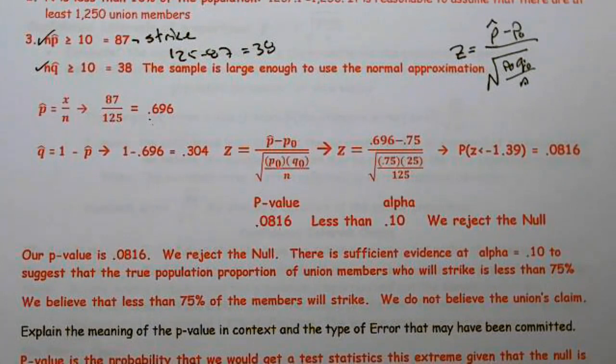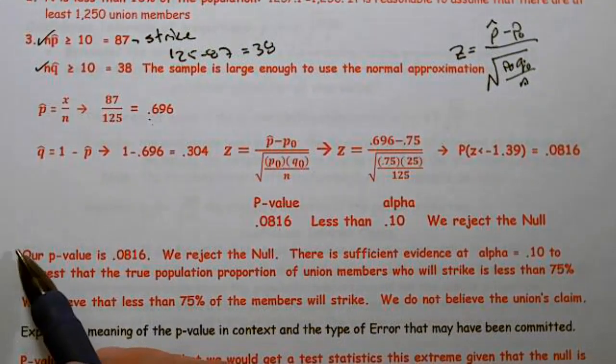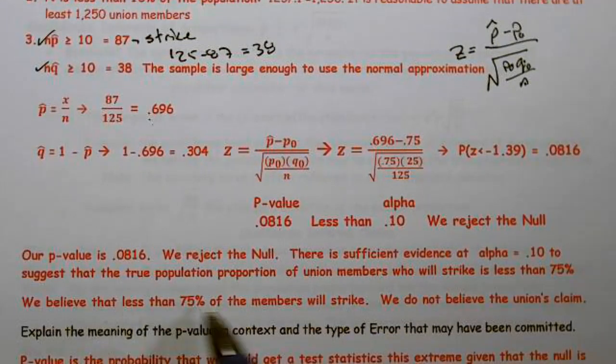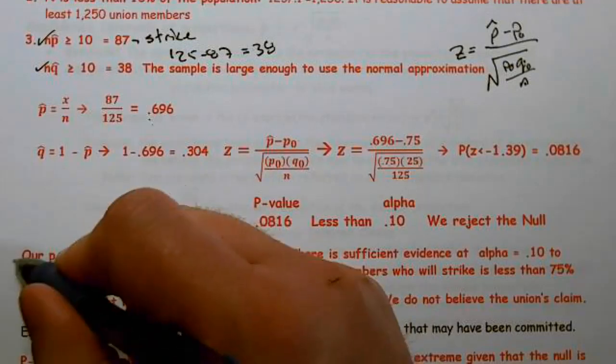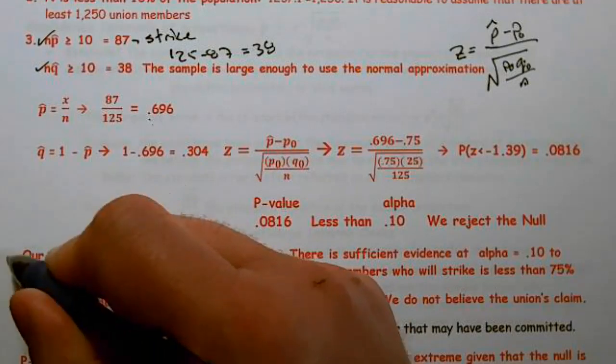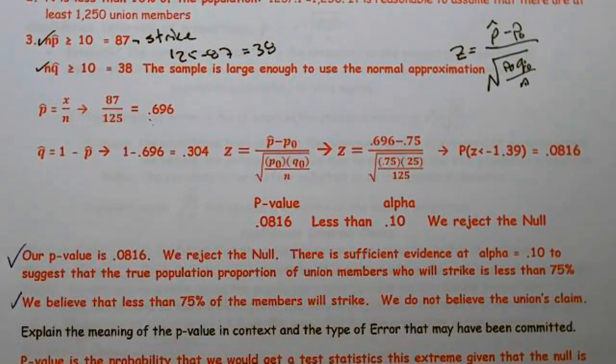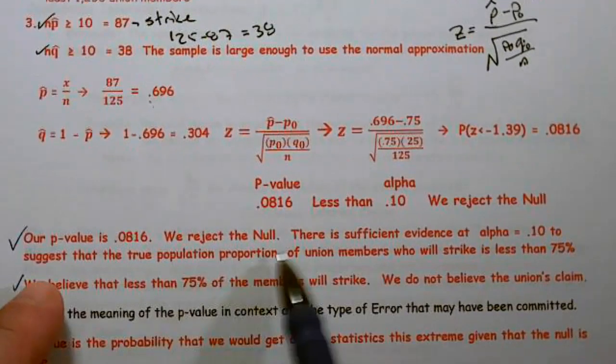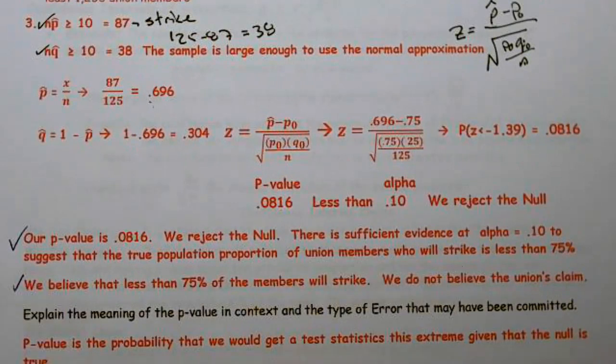So at this point, we've learned how to do these really well, so we need to start putting them in common language. So after we've written our conclusion, and we always write it like this, a simplified version says, we believe that less than 75% of the members will strike. We do not believe the union's claim. So this is a simplified version, and you now must include those. You must have the conclusion, and you must make it simplified, because this shows the reader that you actually understand it. Plus, now you're able to explain it to someone who doesn't know statistics. Because if I give this long statistical template, people don't understand it.